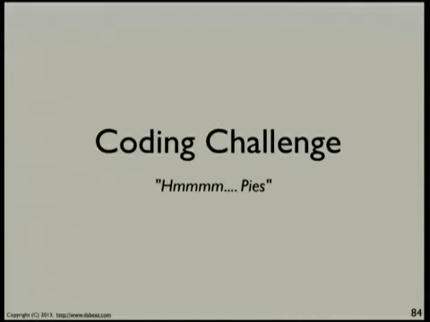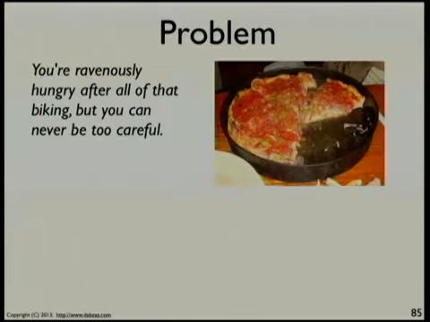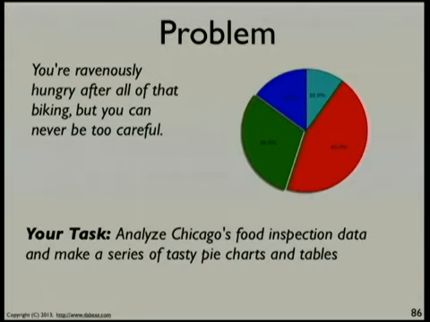So the final thing we're going to do here, let me see how we're doing on time. Pies. Chicago theme, got to have pizza. The problem here is being very hungry after all that biking on the potholes. But food safety is nothing to mess around with, right? You don't want to get food poisoning. So we're going to analyze the Chicago Food Inspector Health Department database of restaurant and grocery store inspections.